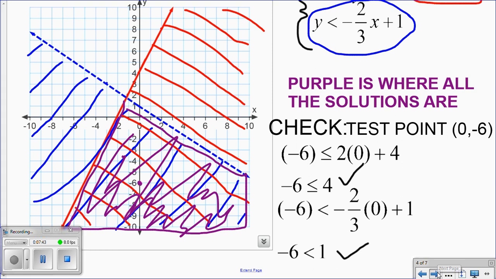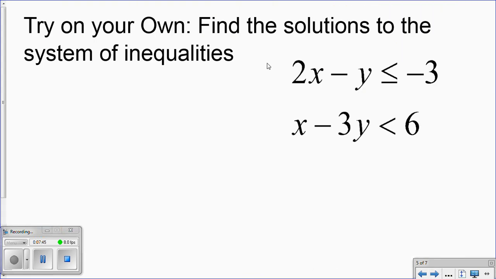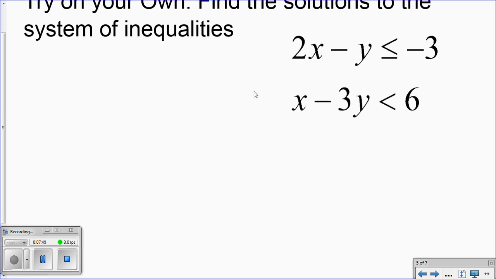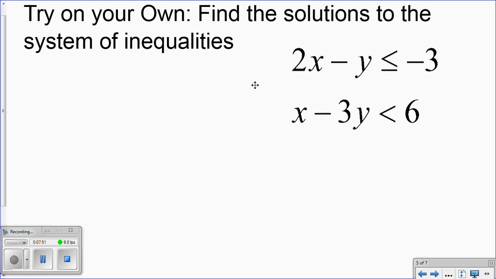Okay? The next two problems are try on your own, so you're just going to find the solutions to the inequality, so you will need to graph them. I did provide you with a graph. It's just not showing up on my video.